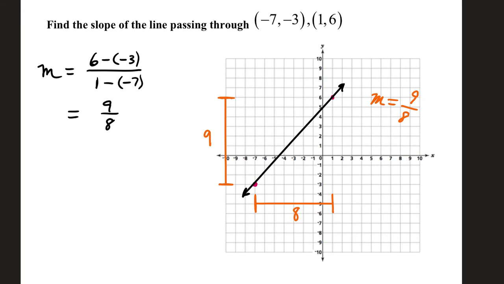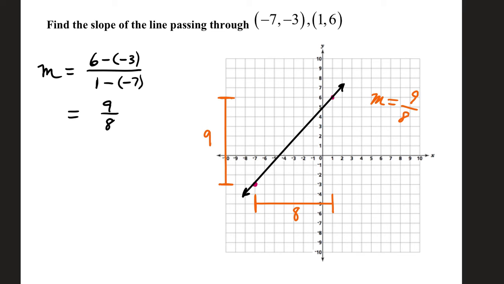Find the slope of the line passing through negative 7, negative 3, and the point 1, 6. Negative 7, negative 3, if you start at the origin, you go left 7, down 3. To plot 1, 6, start at the origin, go right 1, up 6. Ultimately, slope is the vertical change compared to the horizontal change. This line goes up and right. We expect a positive slope.